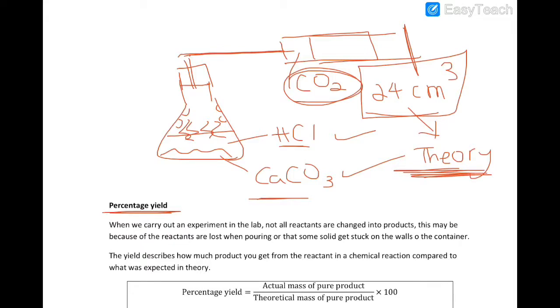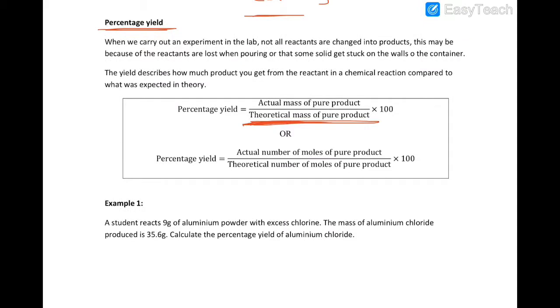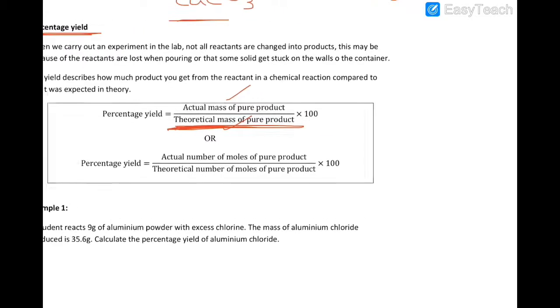So this is where percentage yield comes in. So percentage yield is the actual amount of product that you get over the theoretical amount of product that you were expecting to get from theory. So you see theoretical mass, which means, in theory, using the mole ratio, using the equation, this is what you're expecting to get in theory. So percentage yield, you can do it either using mass, so actual mass over theoretical mass, or you could use volume, which is actual volume divided by theoretical volume, or you could use number of moles, actual number of moles that you're getting over theoretical number of moles of the product.